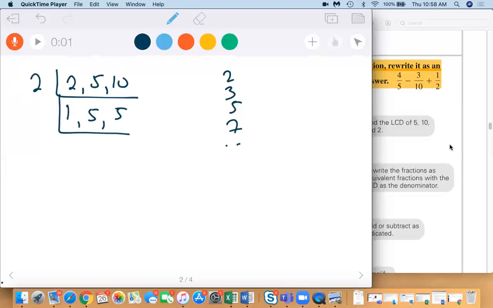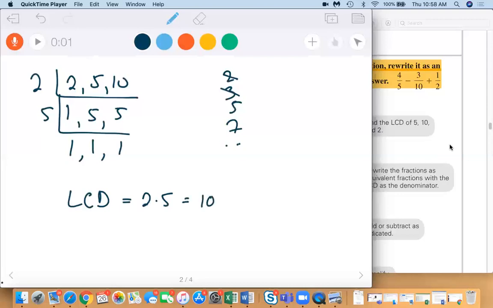We're done with 2's. 5 can't be divided by 3, but 5 can be divided by 5, obviously. So 1 just carries down. 5 divided by 5 is 1, and 5 divided by 5 is 1. That tells us that we're all done. So since we're done, the lowest common denominator equals 2 times 5, which equals 10.